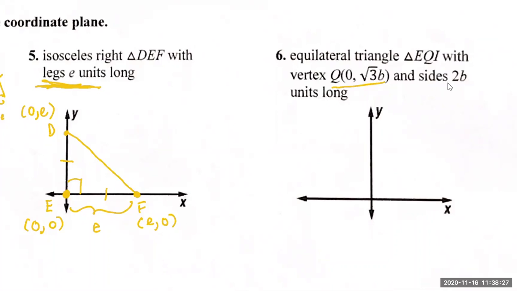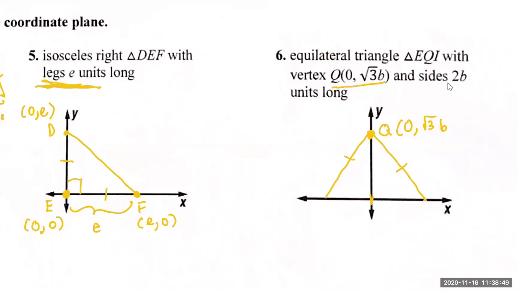0 comma radical 3b. Where do I have to put that coordinate point? At the top is what someone said, on the y-axis, right? If you guys have 0 comma anything, that means it falls on the y-axis. So let's go ahead and draw that and say Q has to be 0 comma rad 3b. Then that means that the equilateral triangle falls in the first and the second quadrant.